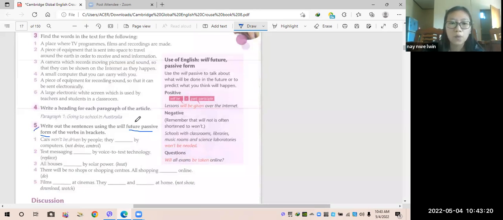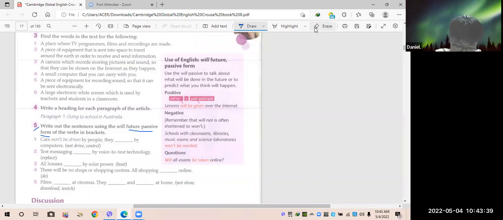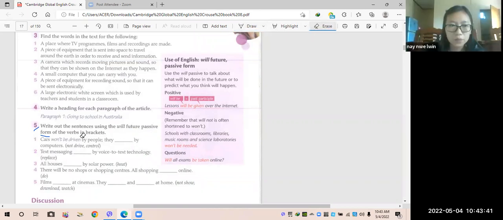Write out the sentence using the will future passive form of the verb in brackets. For example, cars. The verb has been given: drive, control. So cars won't be driven by people, they will be controlled by computers. Yes, they will be controlled. So fill in the blanks first. After that, we will discuss the tense again.